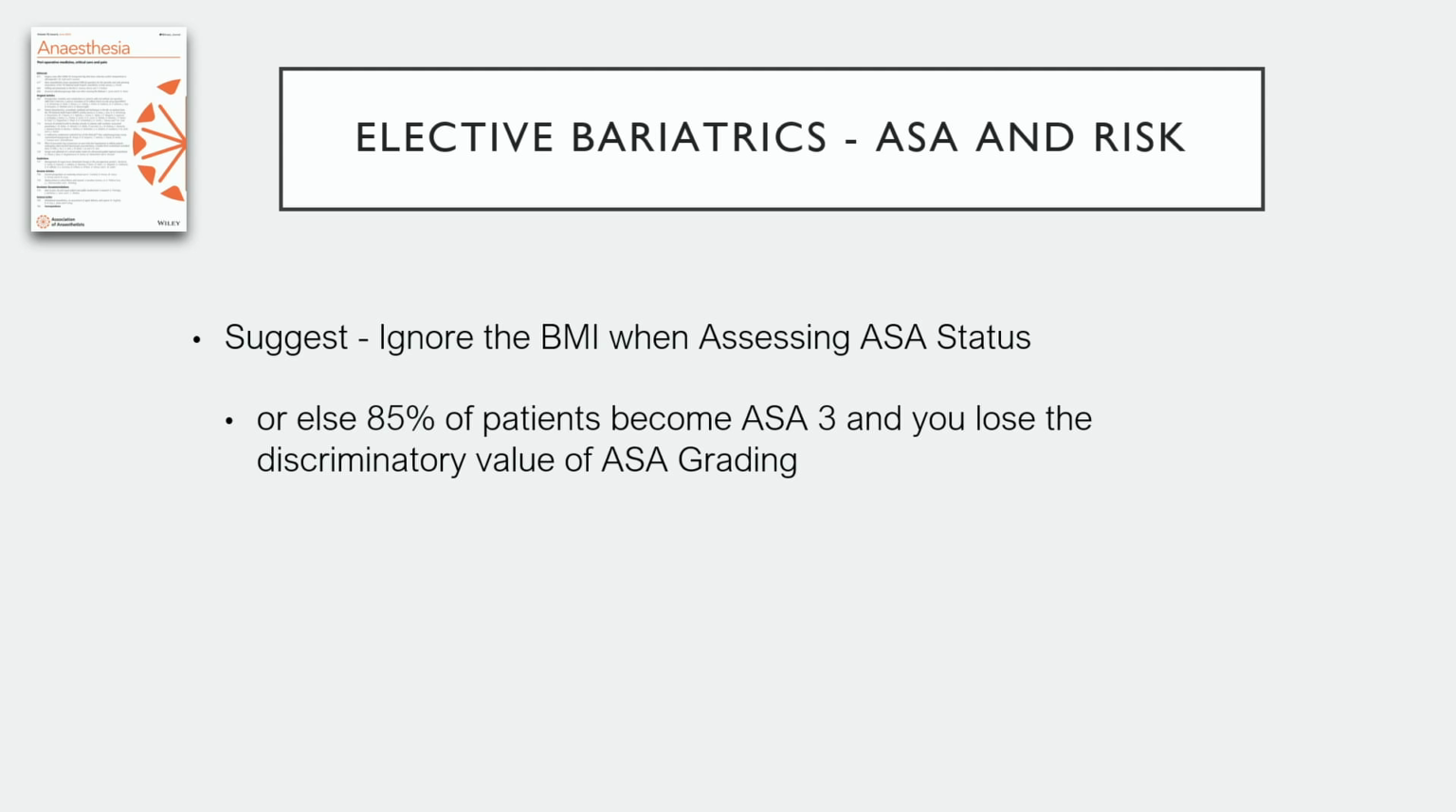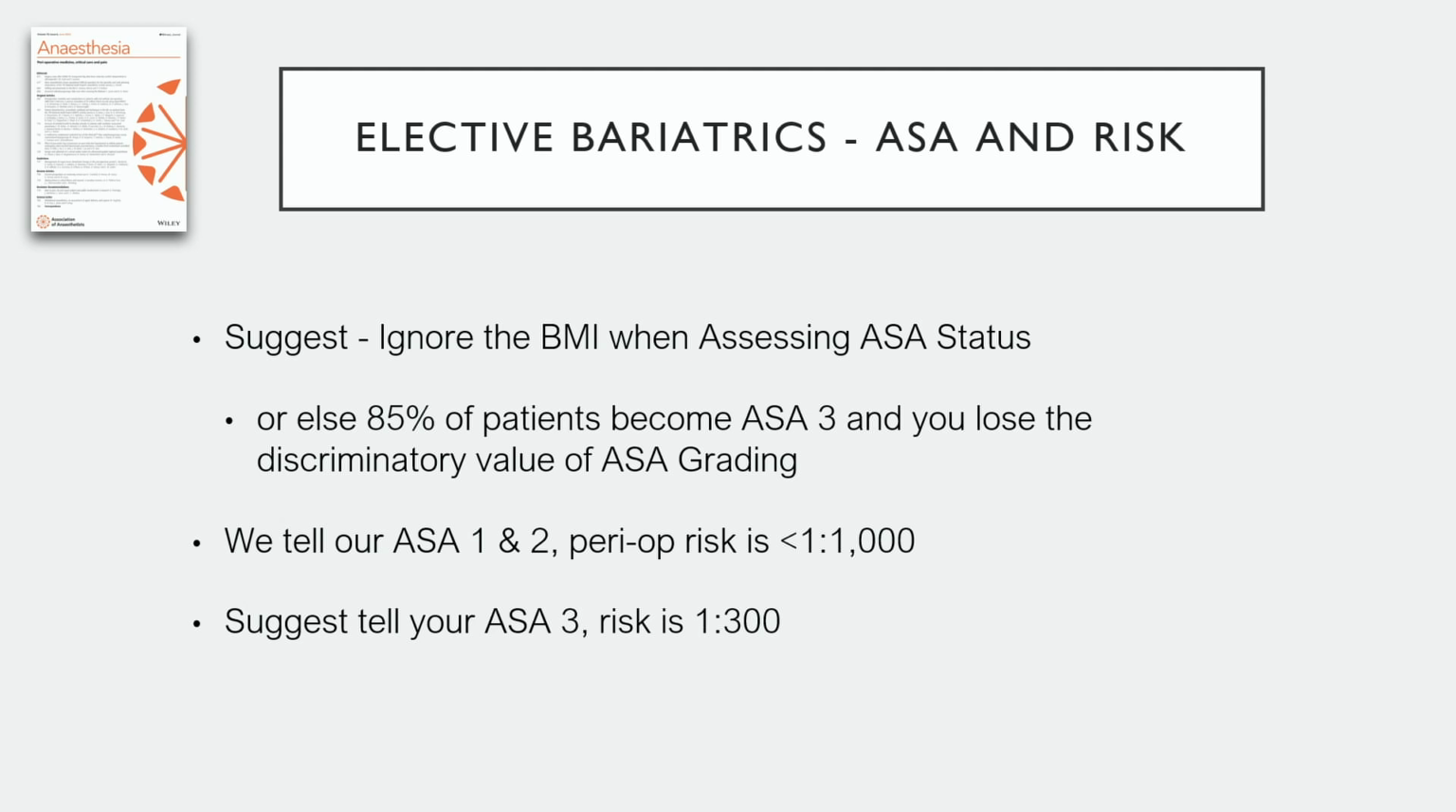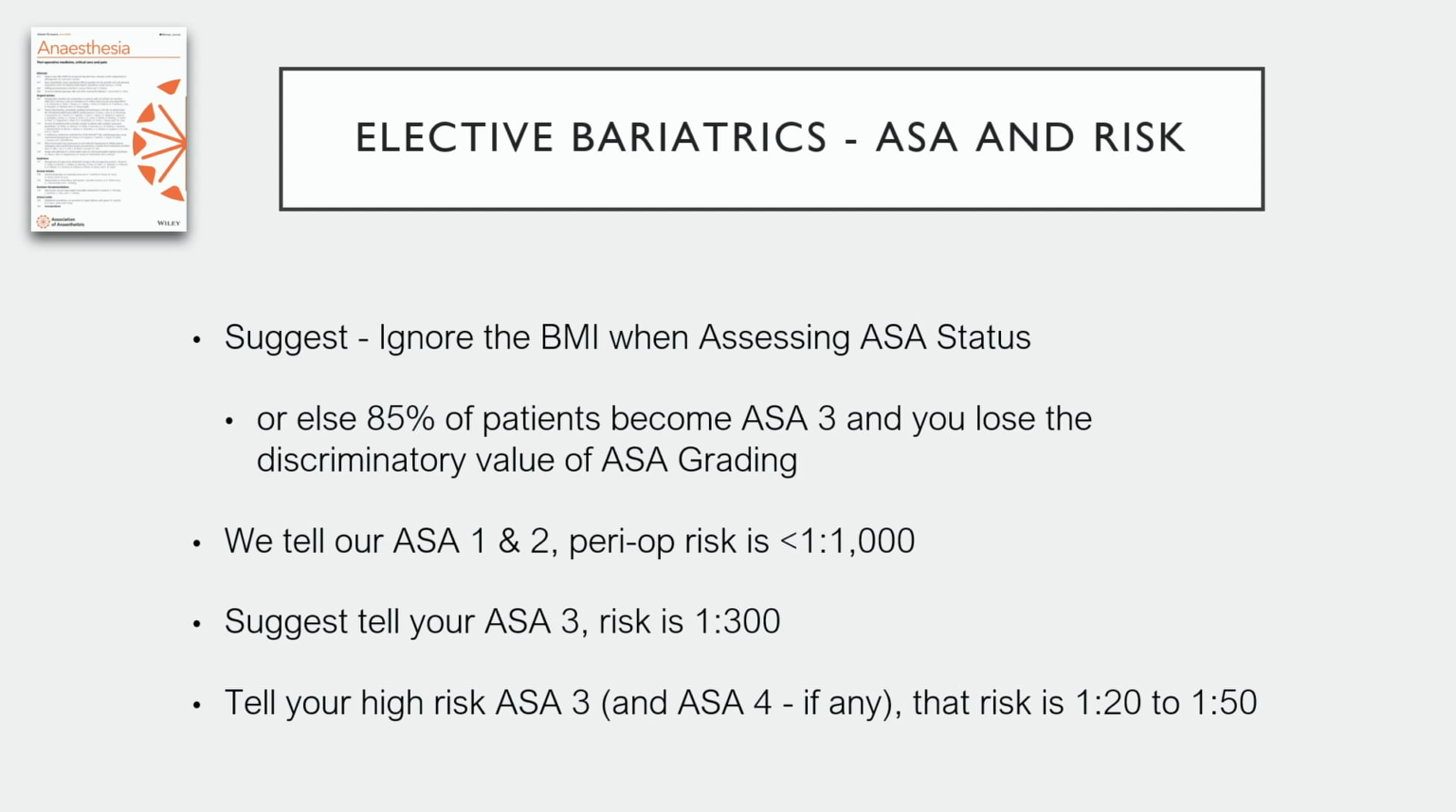So first of all, I'd suggest, as a result of that, if you are talking to patients, kind of ignore the new BMI when assessing the ASA status. Or else 85% of your patients will get classified as ASA 3 in a bariatric surgical service. And we tell our patients that the risk if you're ASA 1 and 2 is really low, and if they're ASA 3, we'd say about 1 in 300. And if they're an ASA 3 plus or a 4, your risk is going up to the 1 in 20, 1 in 50 range. And when you've got ropey patients, you've got to give them a specific, customised mortality. Telling everybody that you've got a mortality of 1 in 500 or 1 in 1,000 is not right.